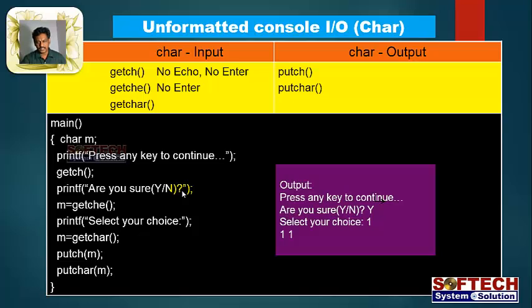So if we enter the roll number to delete the record, after entering the roll number, it asks "Are you sure?" Then we put m equal to getch. If we press y, it deletes. If no, it will not delete. So it can be done through some if statements. So this is not our consideration. In such situations, getch is helpful. In getch, no enter, but echo is there. That is, it is displayed on the screen, but we don't want to press enter.